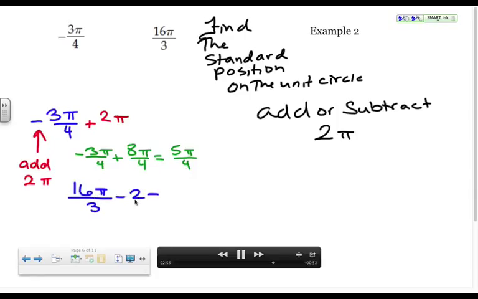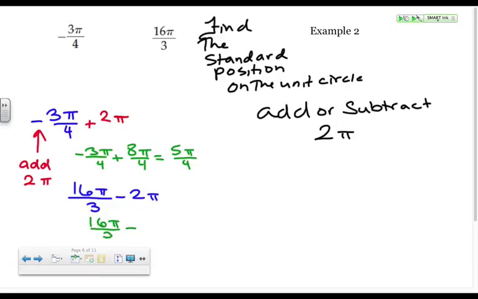Now for the positive one, we're going to subtract 2 pi. So we're going to convert this 2 pi to 6 pi over 3. And we end up with 10 pi over 3, which is still not on the unit circle. So we have to do it again. And you may have to do some of these multiple times. So we're going to go minus 6 pi over 3 again. And we get 4 pi over 3, which is one that's on the unit circle. So at that point, we're done.